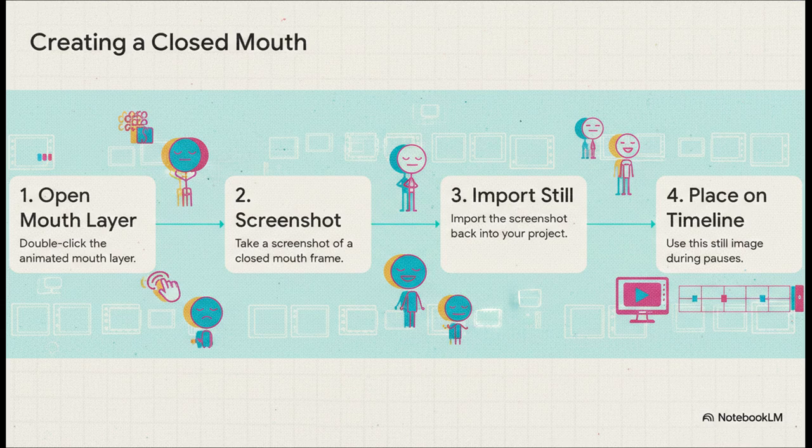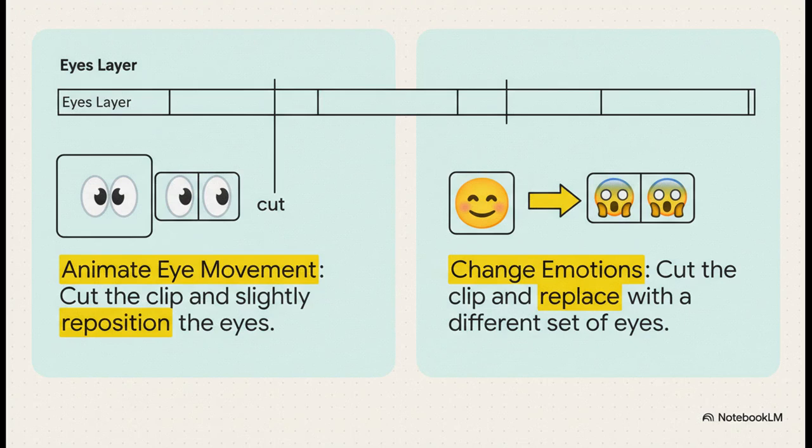Here's the trick. Double-click your mouth animation, scrub through to find a frame where the mouth is closed, and just take a quick screenshot. Then, import that picture and just place it on your timeline wherever there are pauses in the dialogue. Simple. And if you want to add that extra spark of life, you can animate the eyes. To make your character glance around, just make a cut in the eye layer and nudge the eyes over for a few frames. And what if you want to change emotions? It's the exact same idea. You just make a cut and then swap in a different set of eyes from that pack you downloaded earlier.